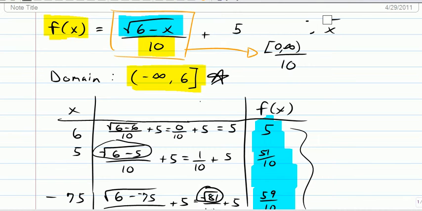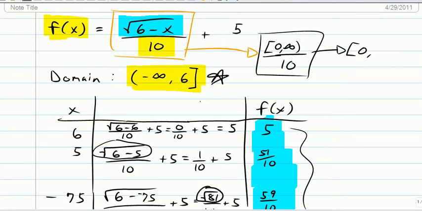Now this notation is kind of a little awkward. But think about the number set from 0 to infinity, including 0, and you're going to divide that by 10. What number set is going to be left? Take every number from 0 to infinity, including 0, and divide it by 10. What numbers are you dealing with? Well, 0 divided by 10 would still be 0.